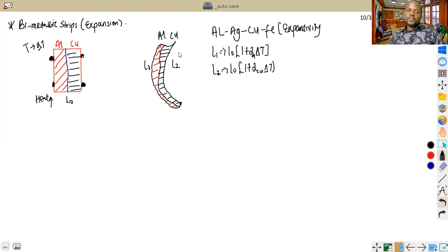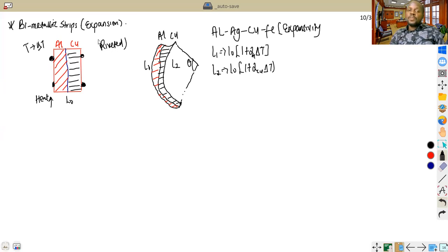In A level, we can also see that this forms something like a sector. When it forms a sector, it has a sectorial angle, which we can use our knowledge of a sector, theta over 360 times 2 pi r, to get this. So get this at the back of your mind. The bimetallic strip is just talking about the expansion of two particular substances which are riveted.